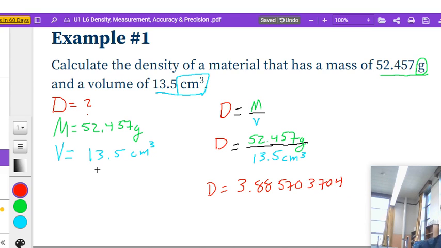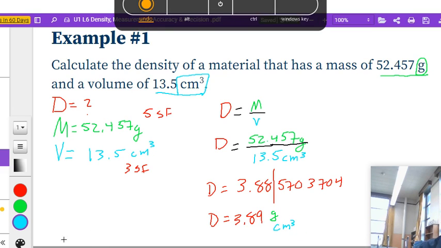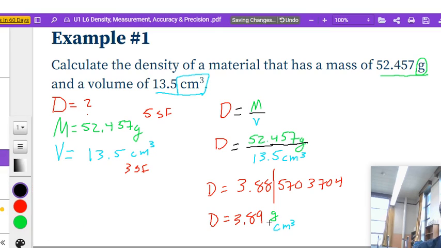Now, going back to our rules for significant figures, this mass up here has 1, 2, 3, 4, 5 sig figs, and this volume down here has 1, 2, 3 sig figs. So my final answer has to have 3 sig figs. So that 5 is going to round that 8 up. So my actual density here is going to be 3.89, and it's going to be grams over cubic centimeters, like so. So that's the first one.